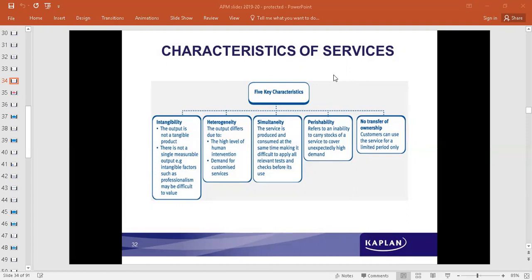So there are 5 attributes or characteristics of services. First one is intangibility, then heterogeneity or customization, then simultaneity, that is, as it is being produced, it has to be consumed. Otherwise, it has the attribute of perishability. And it cannot be transferred. The ownership cannot be transferred. So, no transfer of ownership.